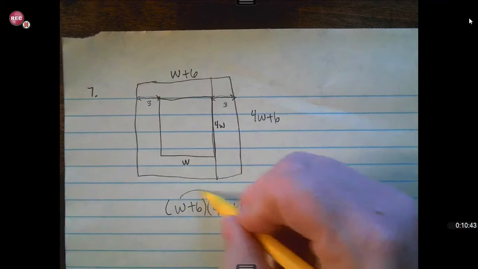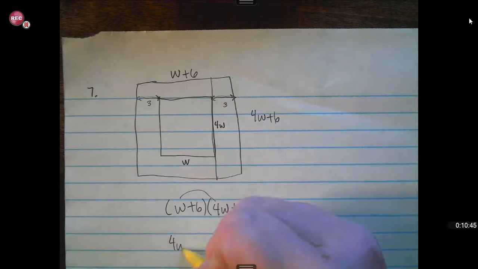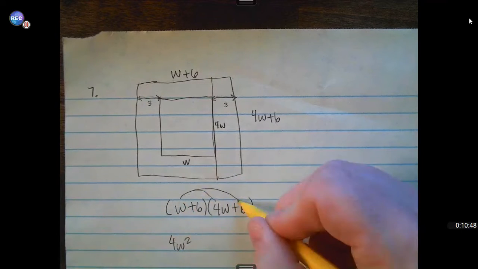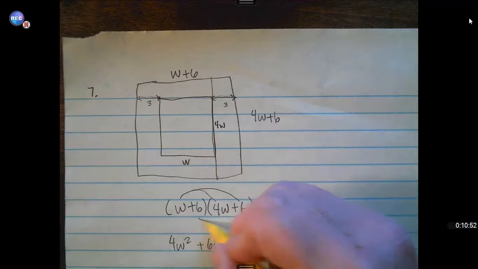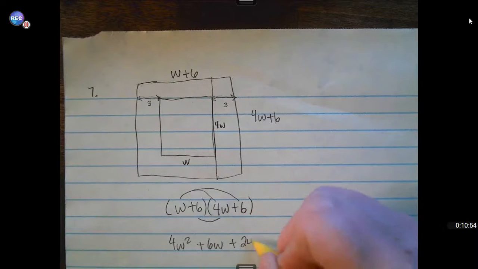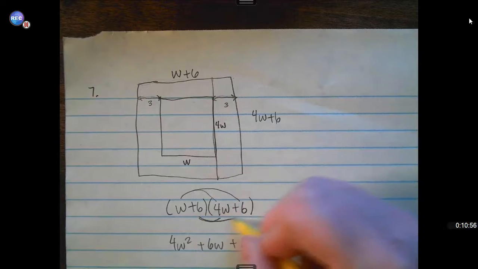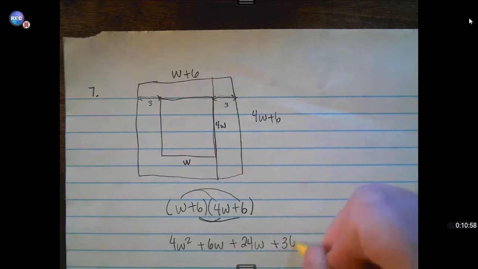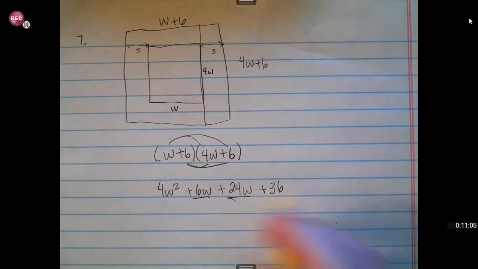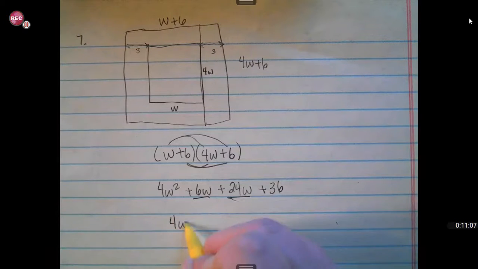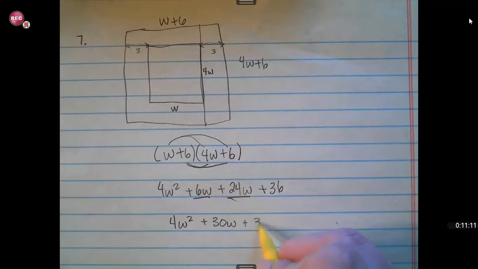So I'm going to distribute the W, get 4W squared. I'm going to distribute it to here and get plus 6W. Then I'm going to distribute the 6 and get plus 24W. Distribute the 6 to here and get plus 36. And then I need to add like terms. I can add the 6W and the 24W. So my answer is 4W squared plus 30W plus 36. And that's my answer.